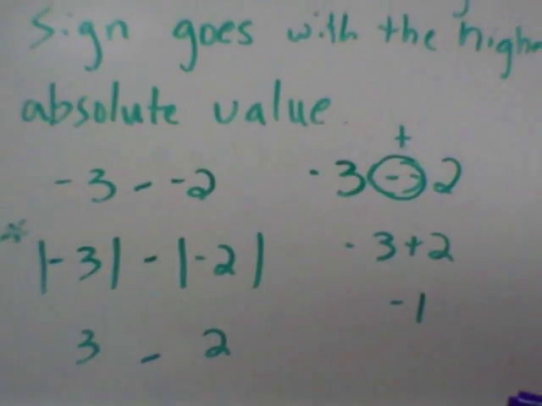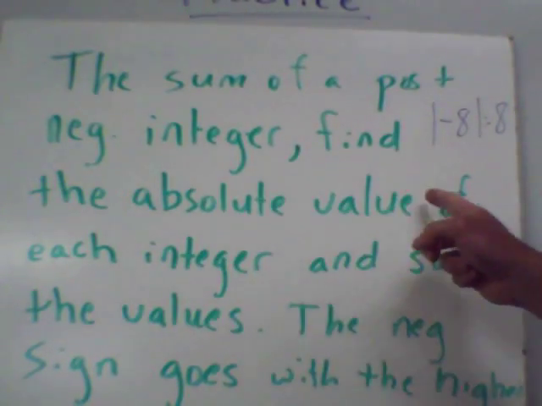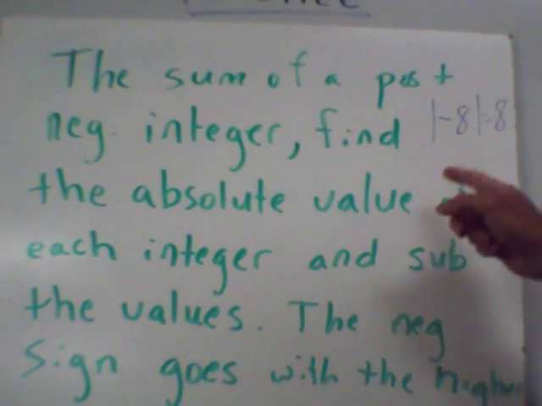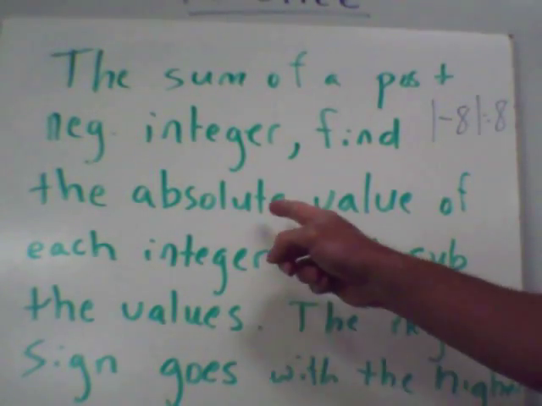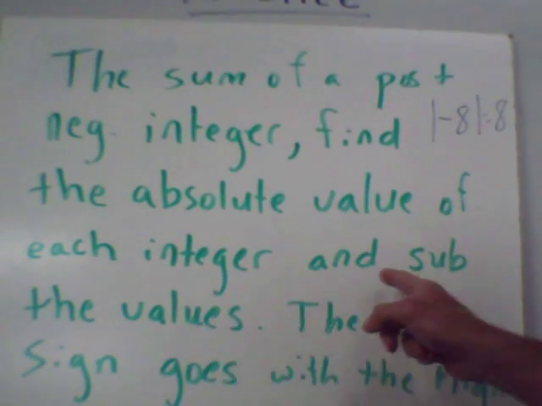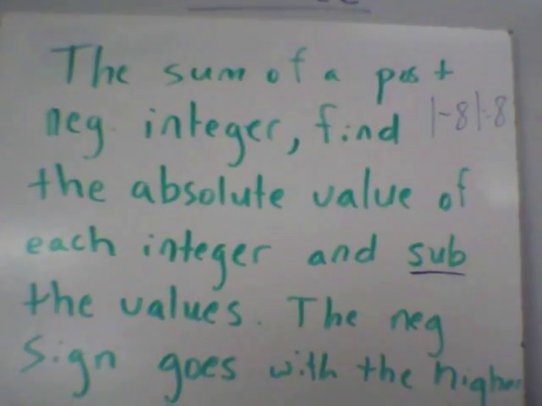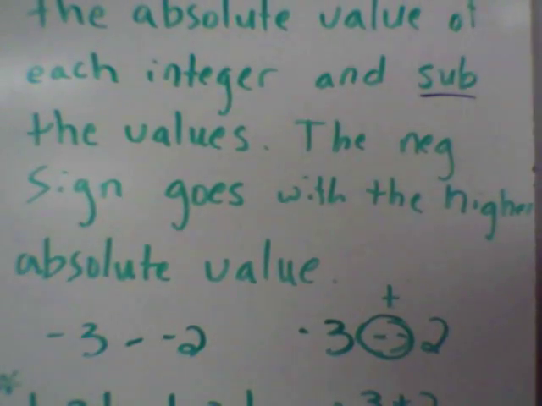Next one's a little bit trickier. The sum of a positive and a negative integer. The first thing you're going to do is find the absolute value of each integer. And remember, we talked about absolute value just means distance. The absolute value of negative 8 is 8. So you're going to find the absolute value of the integers and subtract the values. So even though it says sum up here, we are going to subtract the values. The negative sign goes with the higher absolute value. So whichever number has the higher absolute value, that's the one that is going to dictate whether your answer is positive or negative.